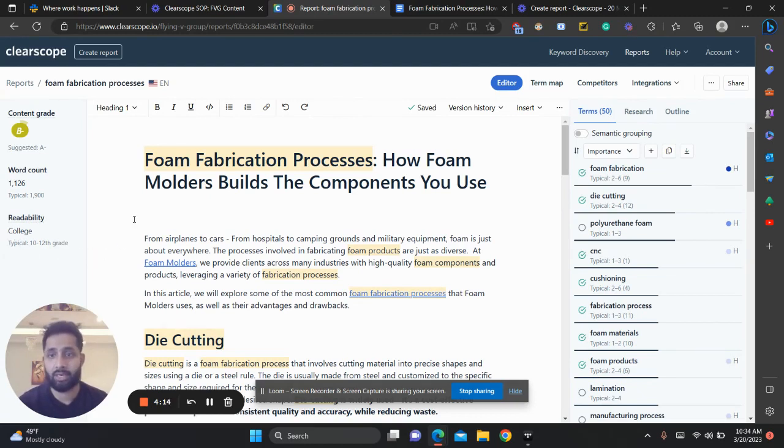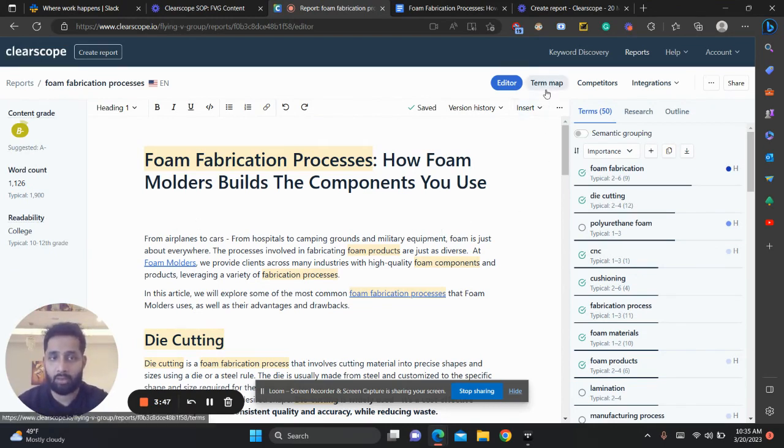But in certain niche areas, for example, if we're dealing with something in foam fabrication, there are a lot of highly technical terms that might come into the picture. And at that point, your readability score is going to go up. As a rule of thumb, try to keep this as low as you can without losing the ability to fully articulate what you're trying to communicate.